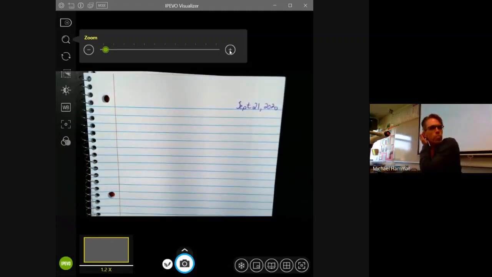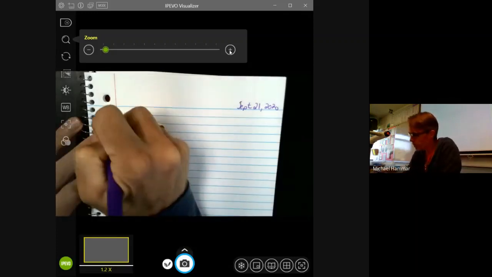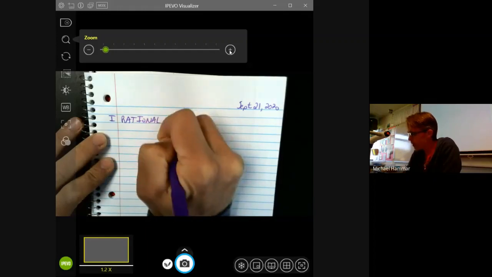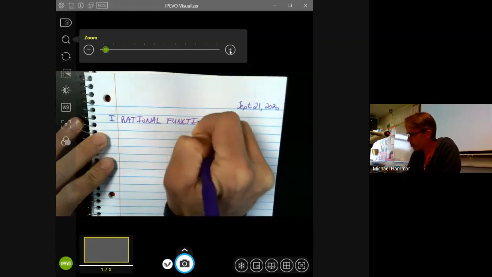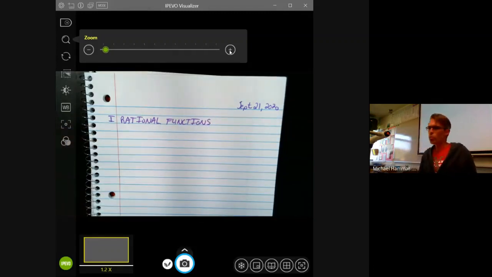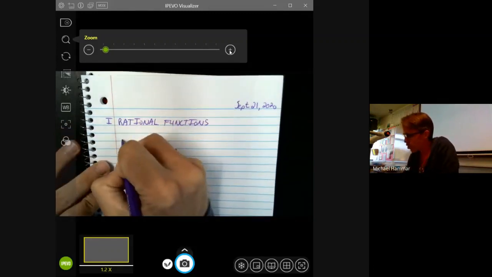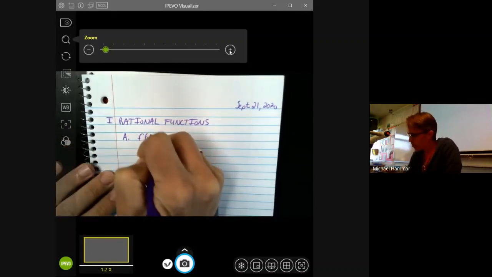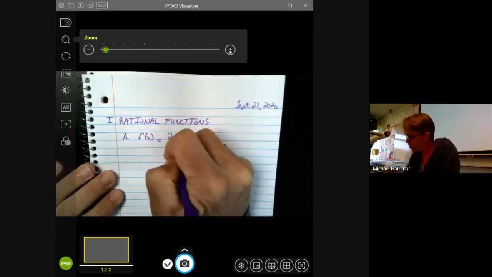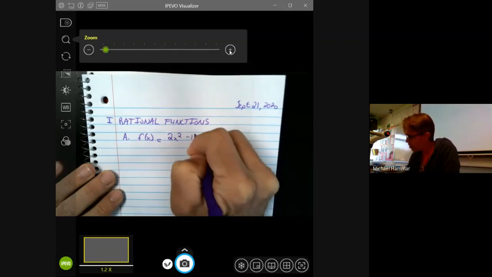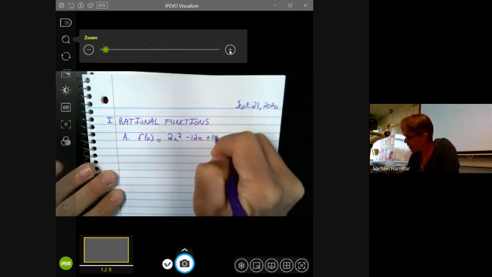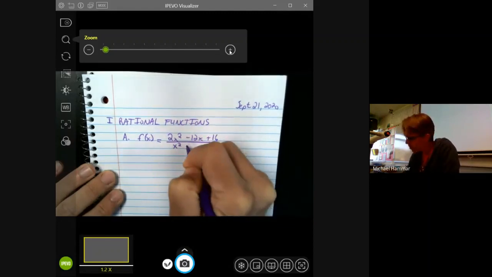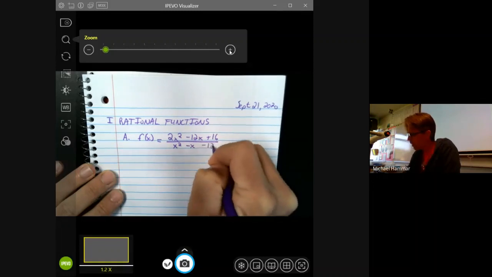Okay. And what we're going to do is we're going to talk a little bit today about rational functions. Okay. And mainly what we're going to work with is this rational function. So everything is going to start using this function. F of x equals 2x squared minus 12x plus 16 over x squared minus x minus 12.